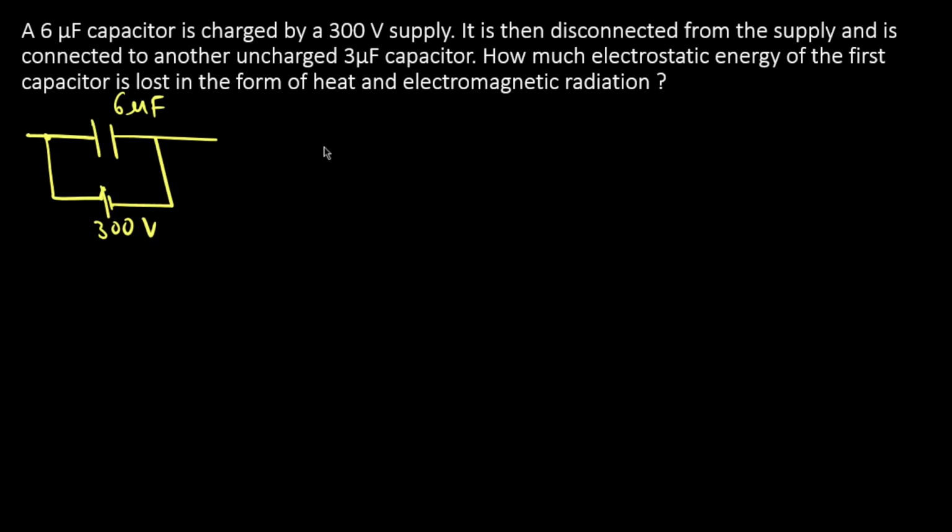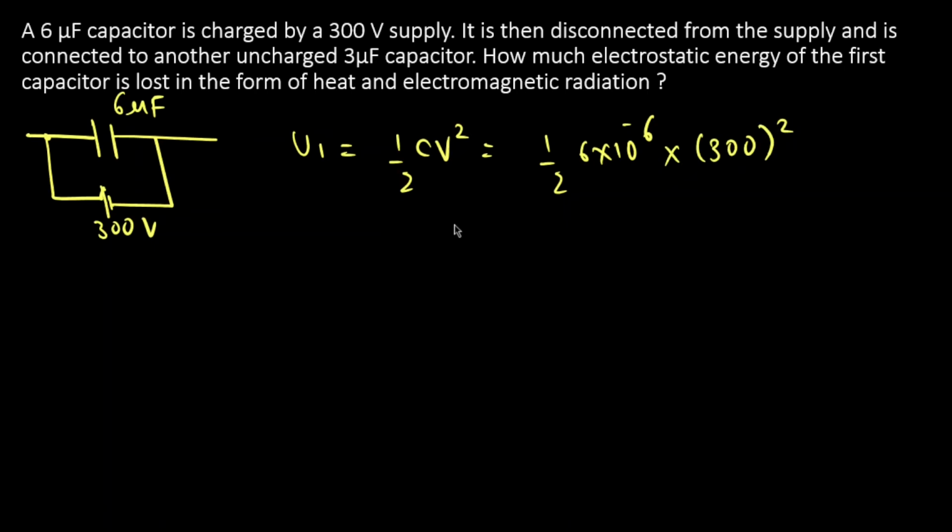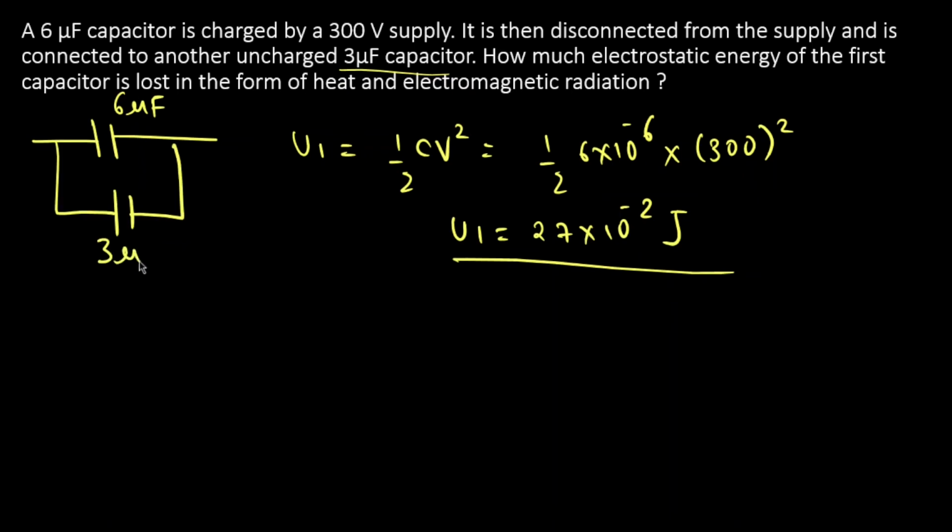So the energy stored in the capacitor will be, in this case, U1 equal to half CV square, which is equal to half, C is given as 6 microfarad, that is 6 into 10 raised to minus 6 farad, into V square, that is 300 square. Now solving this, you get U1 equal to 27 into 10 raised to minus 2 joules. Now in the second case what they have said is that this capacitor is disconnected from the voltage source and connected to another uncharged capacitor of 3 microfarad.